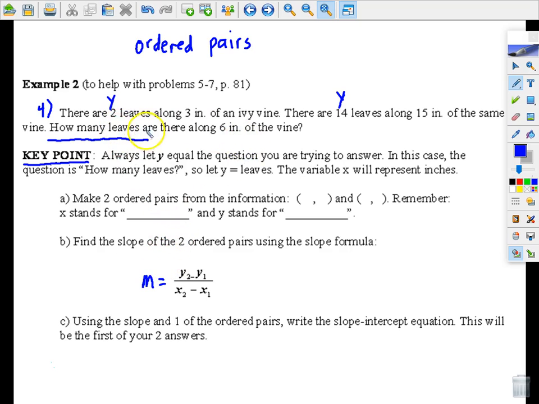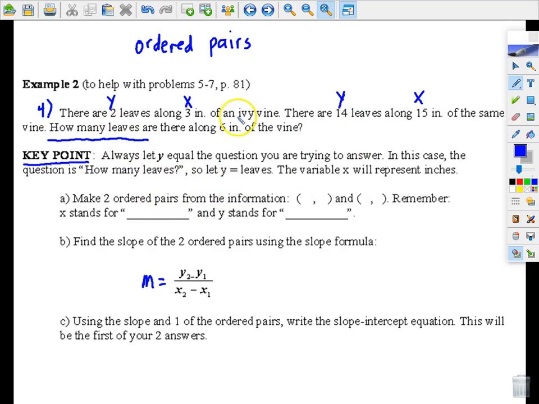If I've identified numbers of leaves as y, then everything talking about inches, because there's only 2 quantities here, leaves and inches, every number that references inches, I can go ahead and label as x. But this is so crucial: let y equal the question you are trying to answer. The ultimate question here, whatever the problem is asking you to find out, that's going to be the y variable.